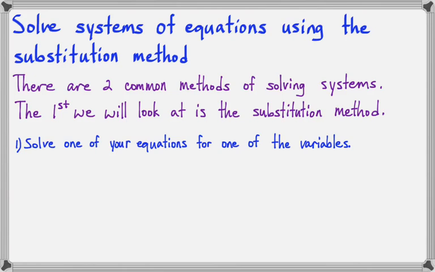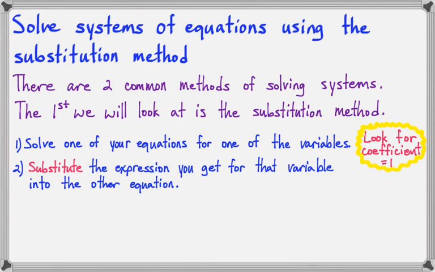The first step is solve one of your equations for one of your variables. You'll have two equations, each with an x and a y, and you'll solve one of your equations for one of your variables. The way you'll know which one to choose is you're going to look for one that has a coefficient of 1, and that's the best one to choose. And if there are two of those, then it doesn't matter which you use.